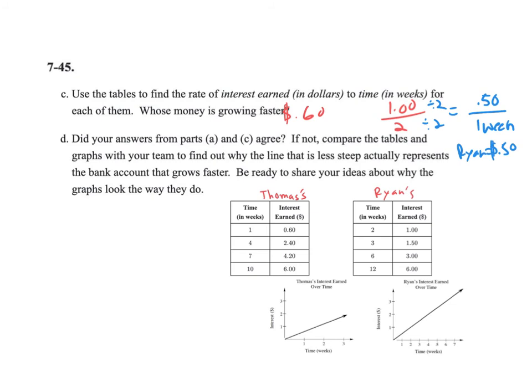Okay? Whose money is growing faster? Well, 60 is more. Therefore, Thomas is growing faster. It says, did your answers from part A and C agree? They did not. So the key thing here is just to be intentional about looking at these scales. Because look, this is only going up to 3 weeks. This is going up to 7 weeks. But the y-axis is the same.